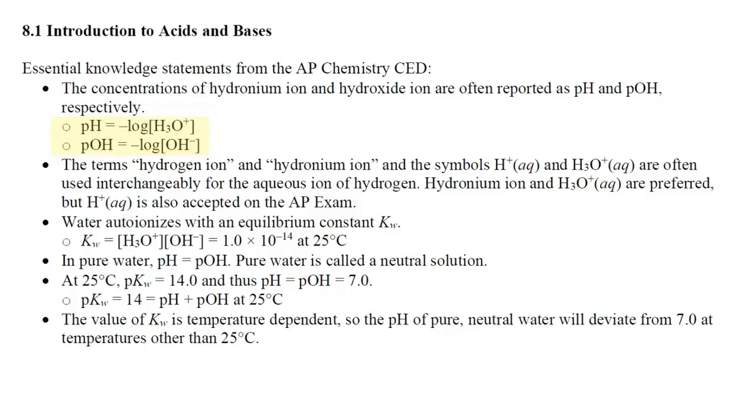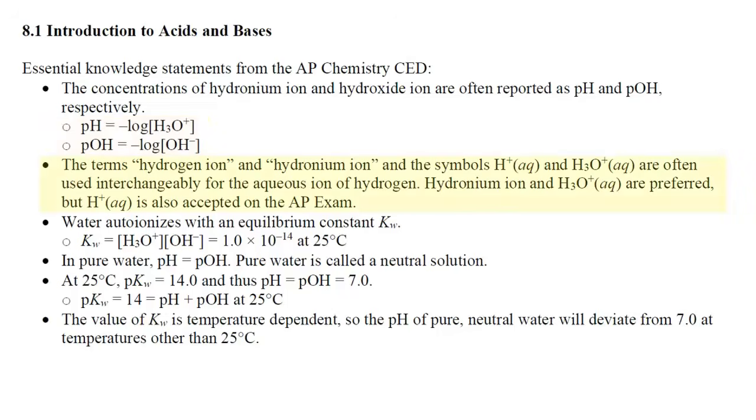And here are two equations that are listed on the AP Chemistry equations and constant sheet. The first one says pH is equal to the negative log of the concentration of the hydronium ion. And the second one says that pOH is equal to the negative log of the concentration of the hydroxide ion.